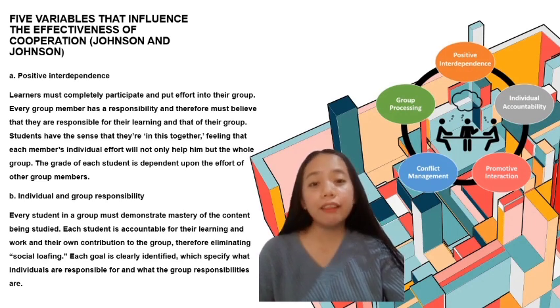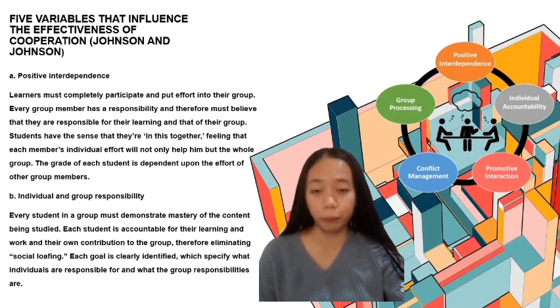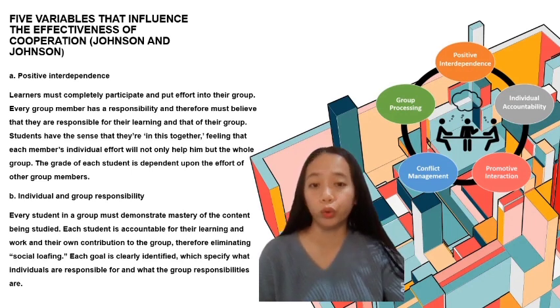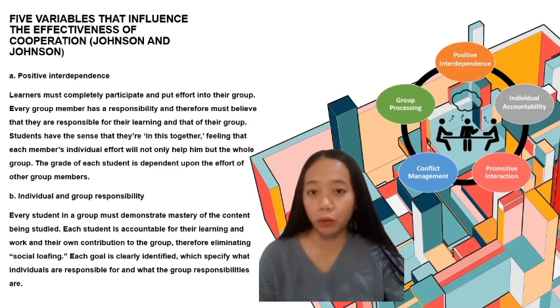Learners must completely participate and put effort into their group. Every group member has a responsibility and therefore must believe that they are responsible for their learning and that of their group. Students have the sense that they are in this together, feeling that each member's individual effort will not only help him but the whole group. The grade of each student is dependent upon the effort of the group members.